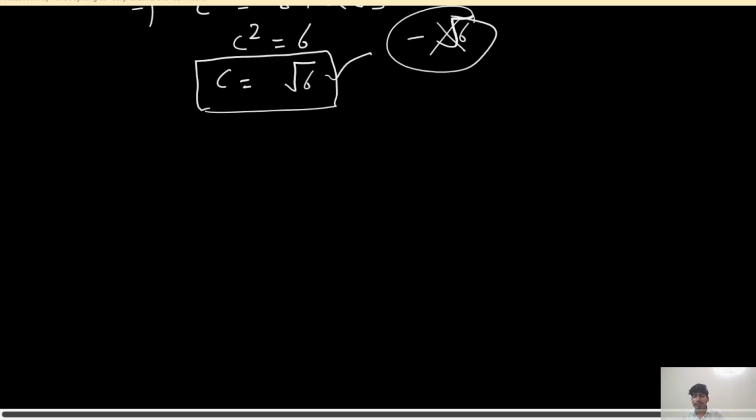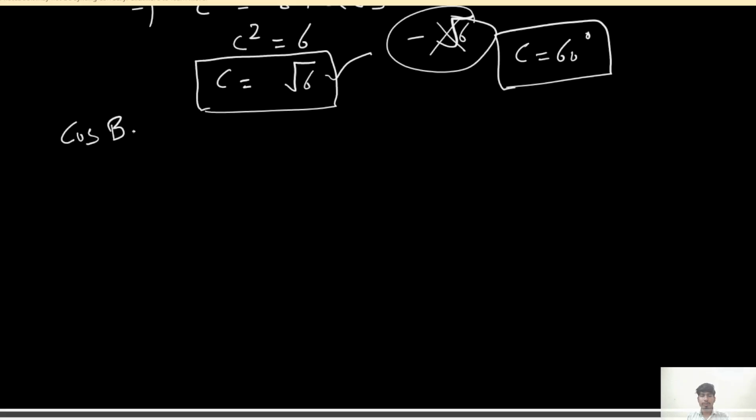Okay, angle C is given already in the question: angle C is 60 degrees. We have to find only angle A and angle B, so now we find angle B. We know cos B is equal to (a square plus c square minus b square) upon 2ac. Okay students, put the values of a, c and b.